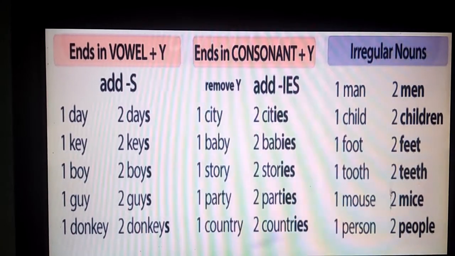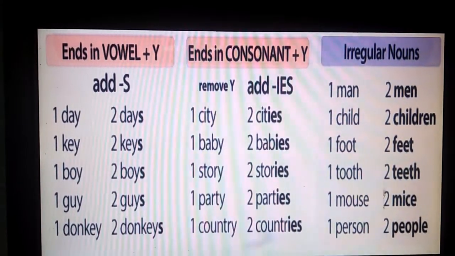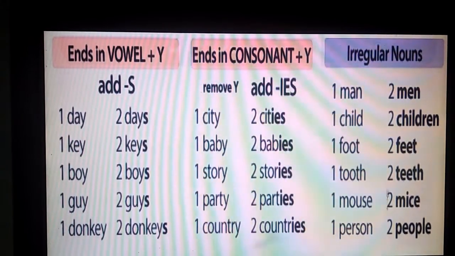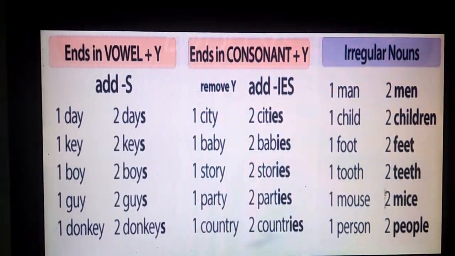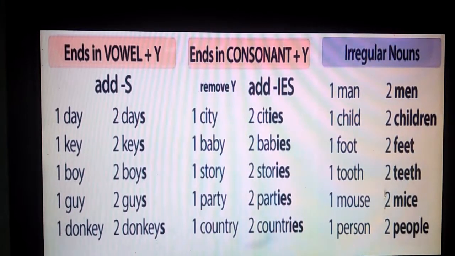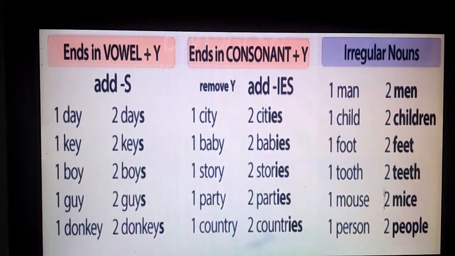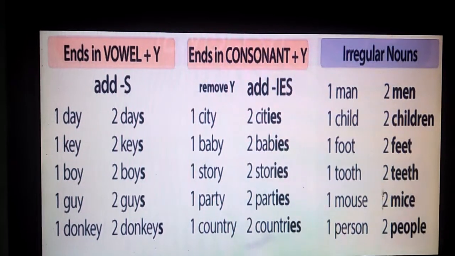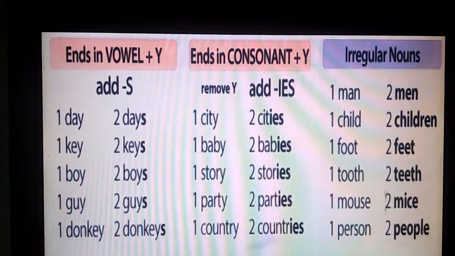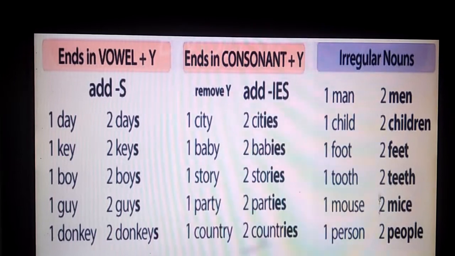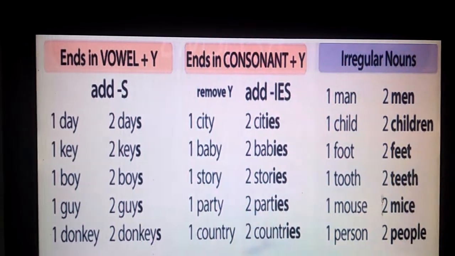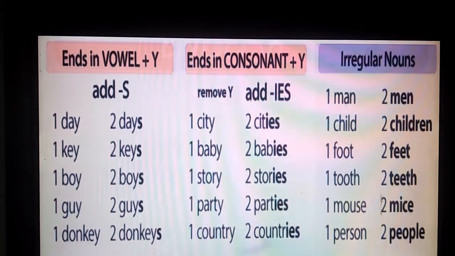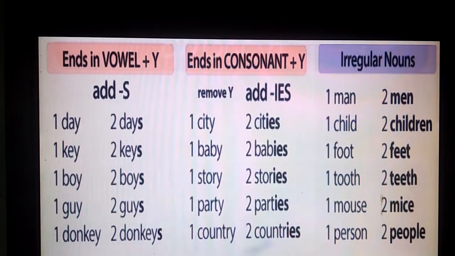Then, if the noun ends in y, but before y there is a consonant, then the rule changes. We have to remove y and add ies. And the example, city, C-I-T-Y. Before y, we have t, which is a consonant. And so, while making plural, what did we do? We removed y and we added ies. So the spelling is C-I-T-I-E-S, cities, two cities.